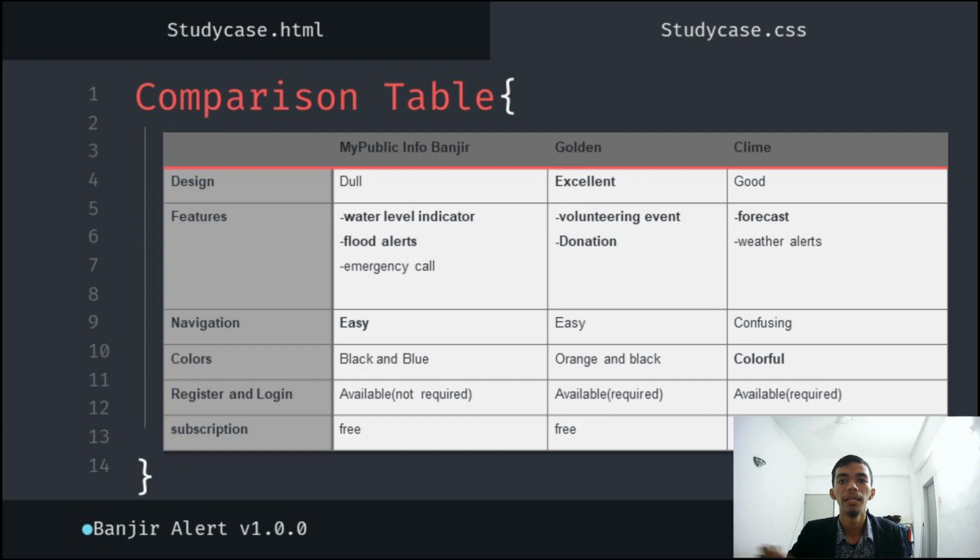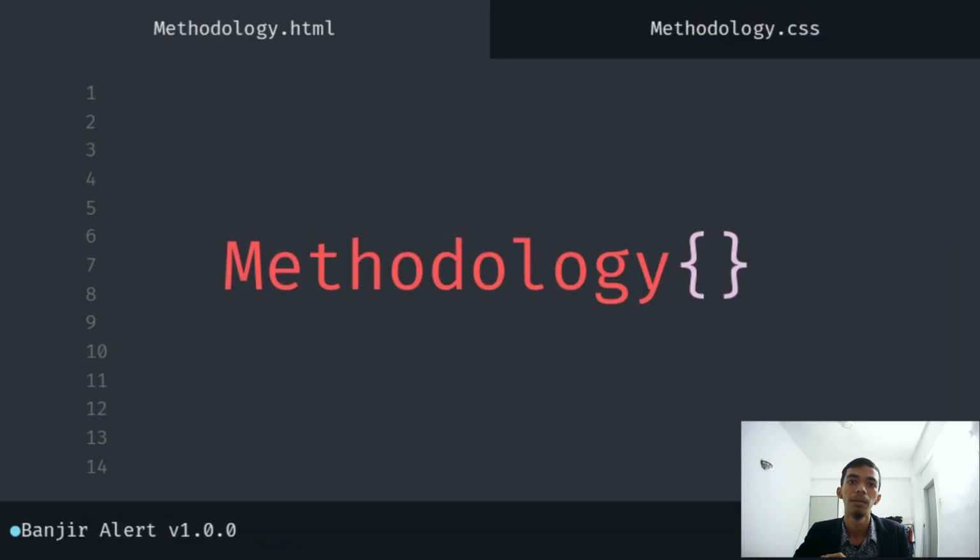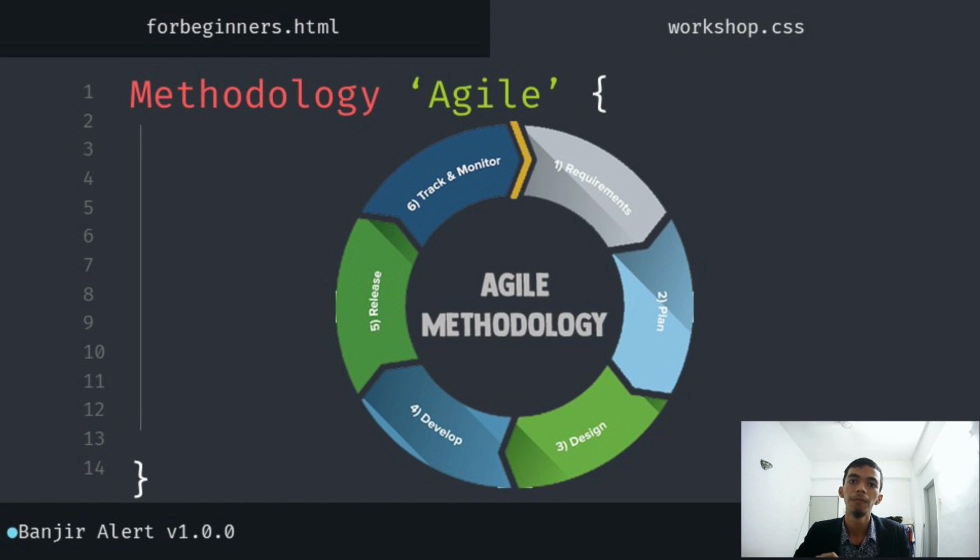So the next one is the methodology. The methodology that I use in this project is an agile methodology. For the first phase, I collected some requirements from the users through a Google Form. And the next one is the planning phase. The planning phase allows me to acquire the general idea of the Budget Alerts that I will work on. I discussed the project in detail with my supervisor during this phase.